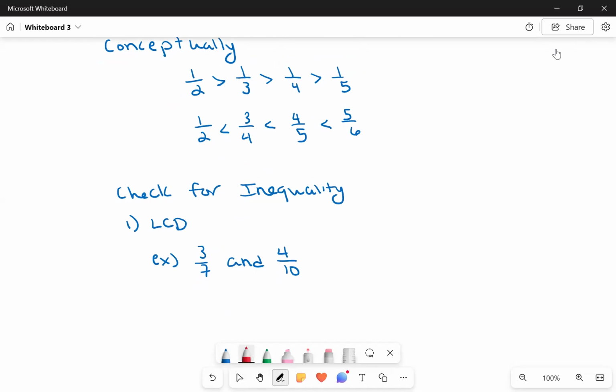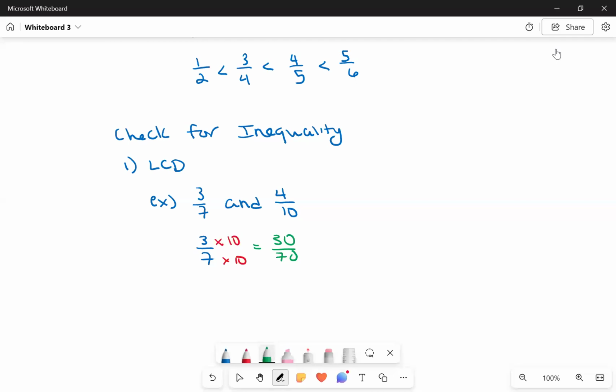Now, I can do the multiples method that we talked about earlier, but I happen to notice that 7 and 10 don't have any numbers in common, meaning there isn't a number that divides into 7 that also divides into 10 besides 1. So the least common denominator is the multiplication of the two, 7 and 10. So I'm going to take 3/7 and multiply top and bottom by 10, which gives me 30/70.